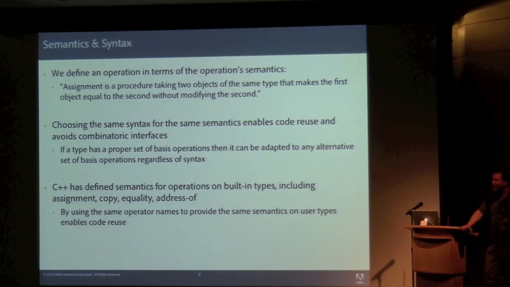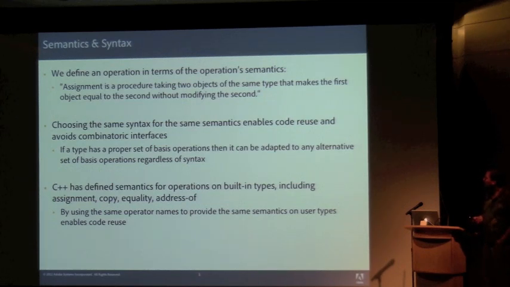So that's one of the key ideas behind the notion of generic programming, right? If we define the operations on our types in terms of the semantics, and we use the same name, then we can use the same code to operate on different types, and the code will behave correctly.